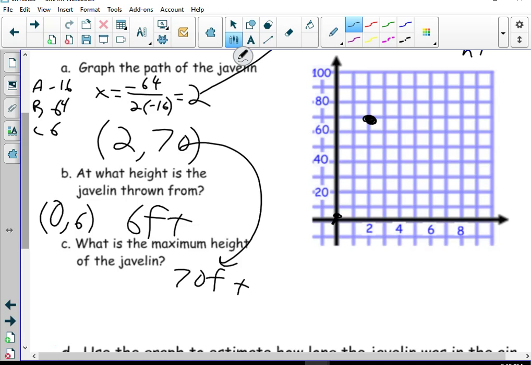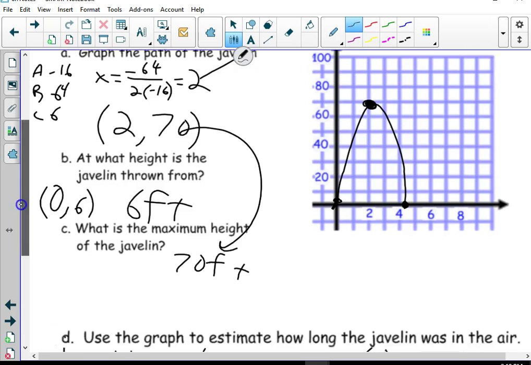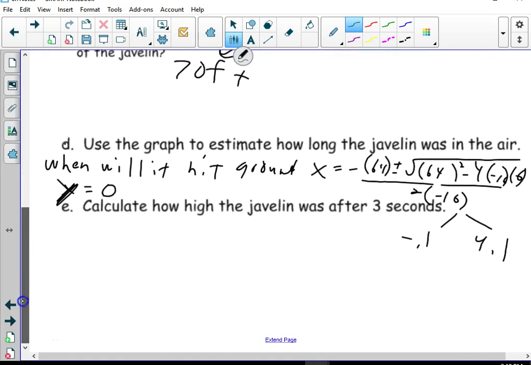So 4.1 is approximately where it hits, so we just do that. That's our graph. No arrows, because it's stopping. So our answer here is about 4.1 seconds.